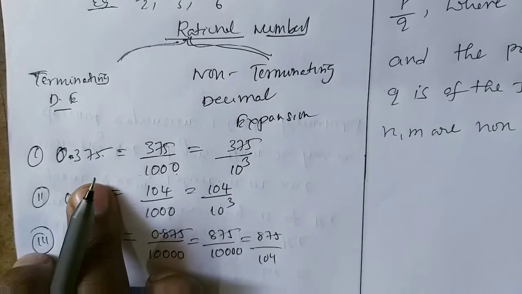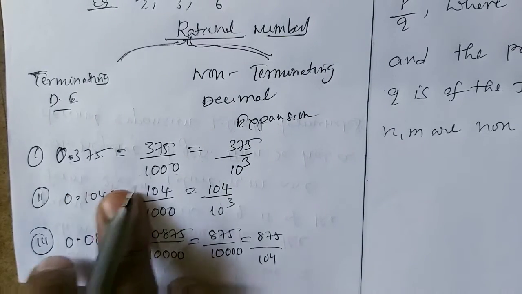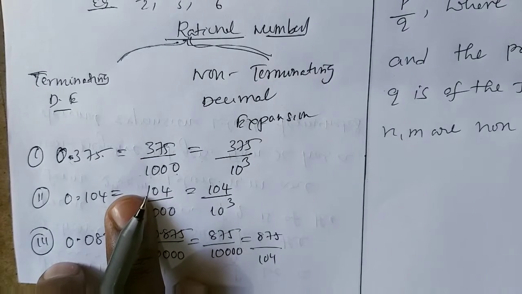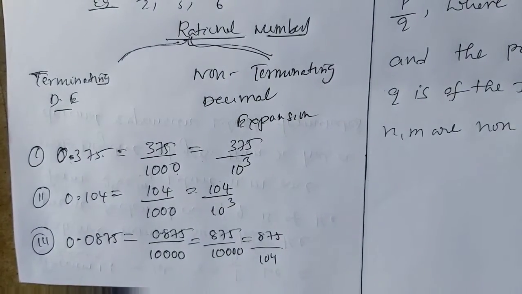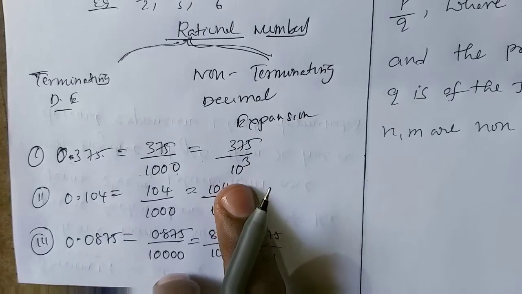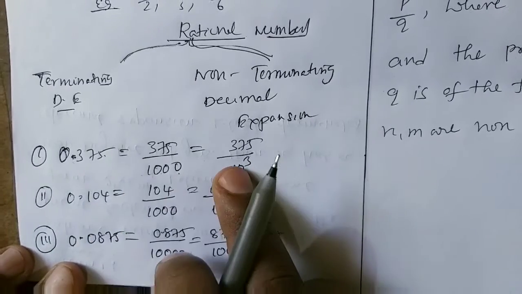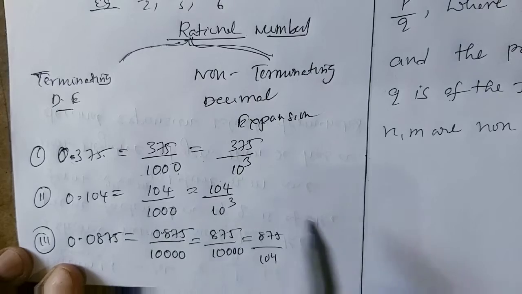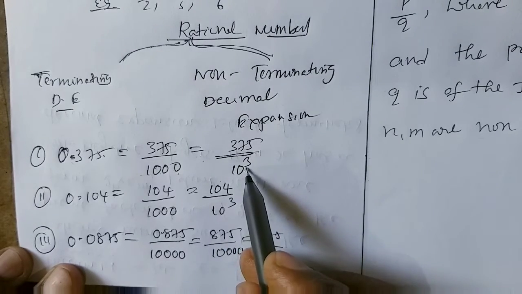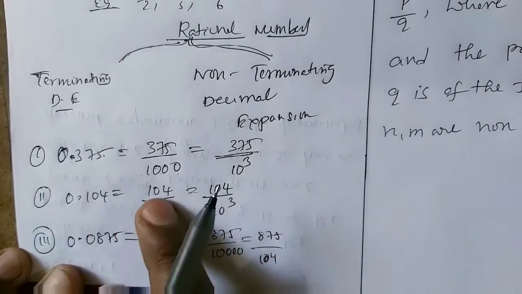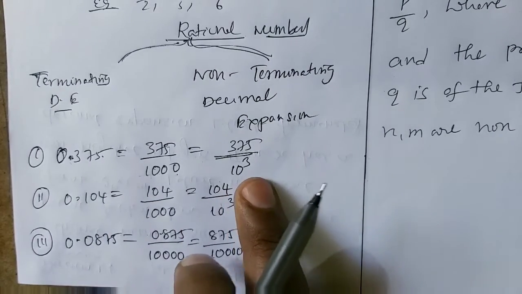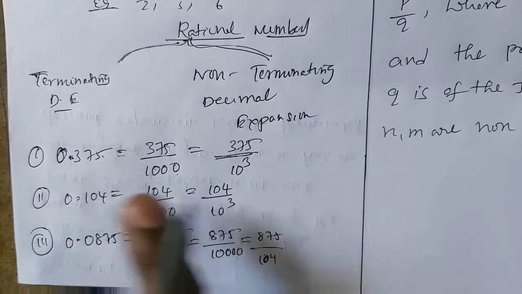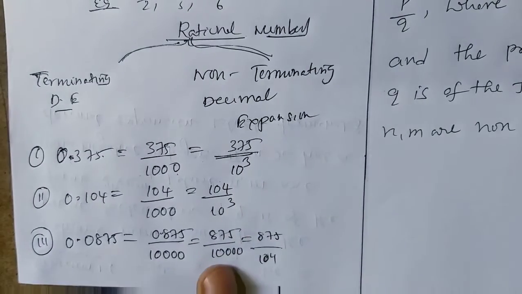So these are some decimal numbers which are in the terminating form. These are the terminating decimal expansion type numbers. These rational numbers we converted into p by q form, yes or no? Observe what you understand: in the denominator we can see 10 cube here, 10 cube here, 10 power 4. So every terminating decimal, if we convert into p by q form, we get in the denominator a power of 10. For every terminating decimal, we can convert into 10 power of something.